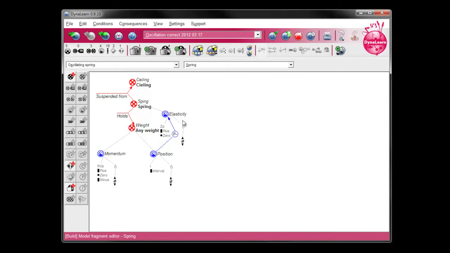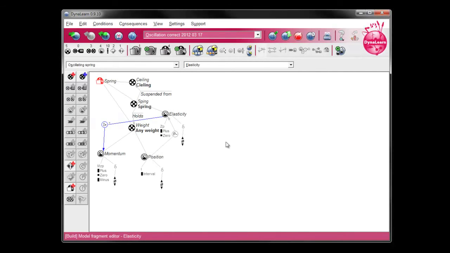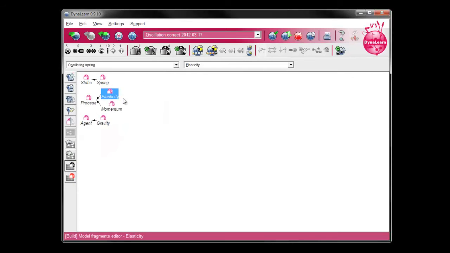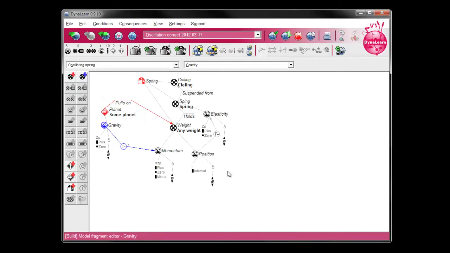So negatively proportional. We have another model fragment about elasticity, which positively influences the momentum of the weight, right? Then we have the third model fragment about the momentum and its relation to the position of the weight. And then the fourth and last model fragment is about the gravity, which itself influences momentum.